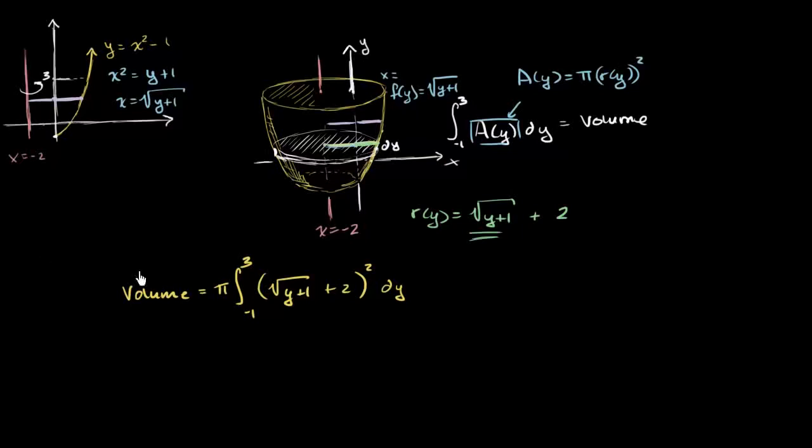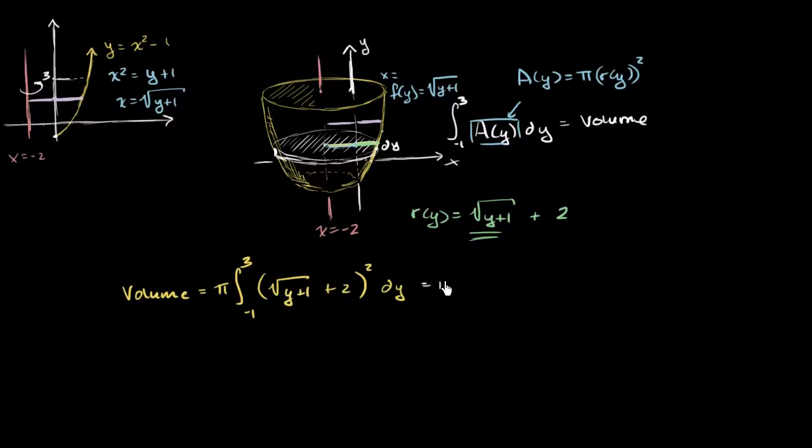In the last video, we had set up the definite integral to evaluate the volume of this upside-down gumdrop truffle-looking thing. So now in this video, we can actually evaluate the definite integral. What we need to do is really just expand out this expression, the square root of y plus 1 plus 2. So let's do that.